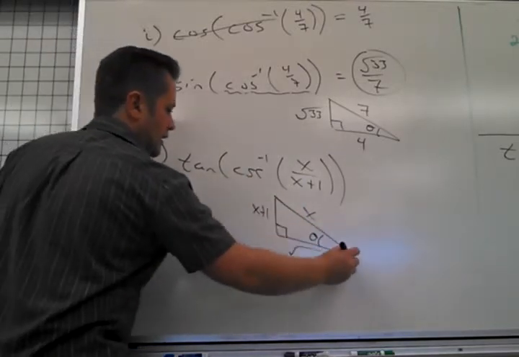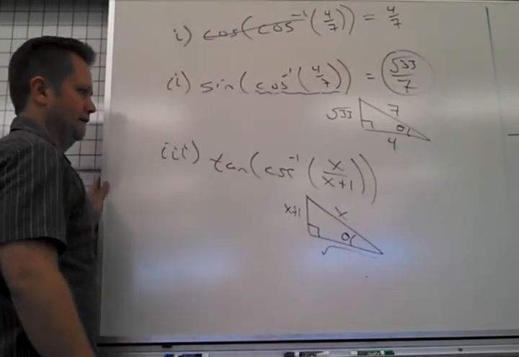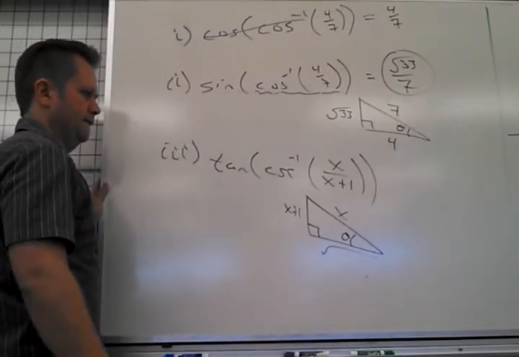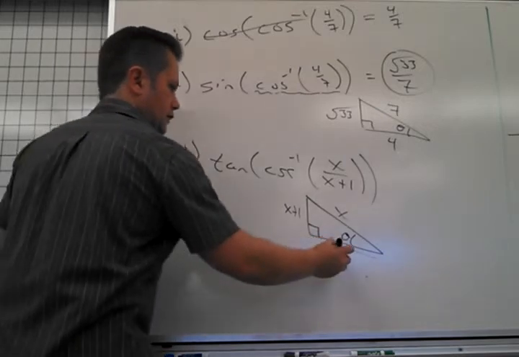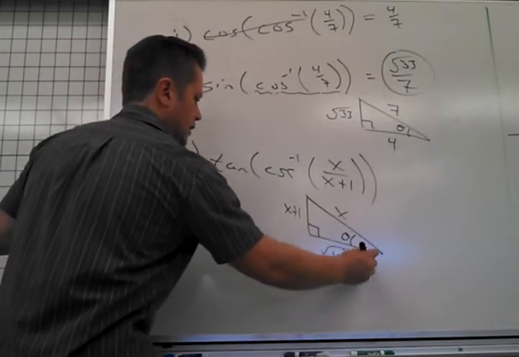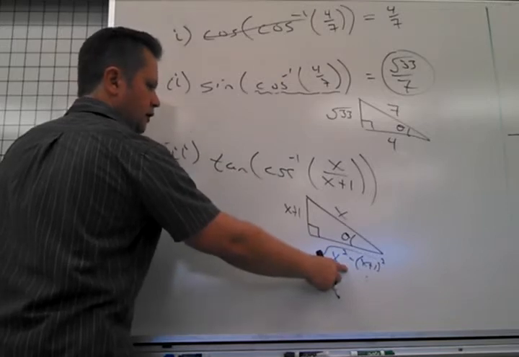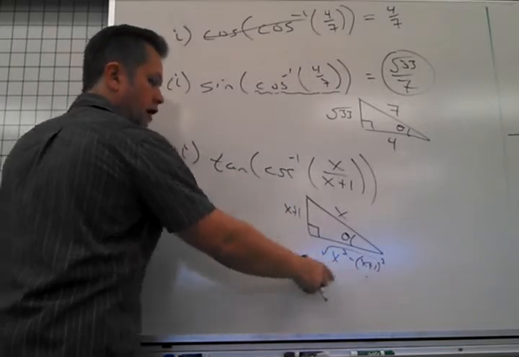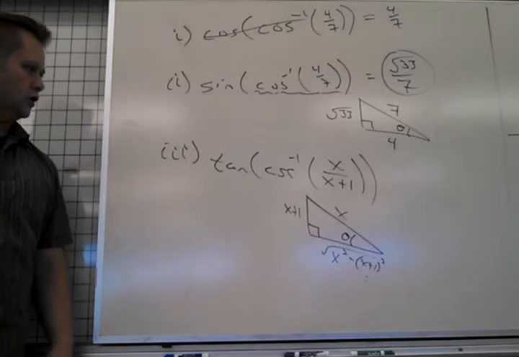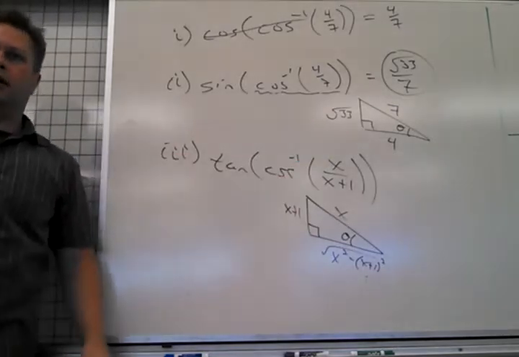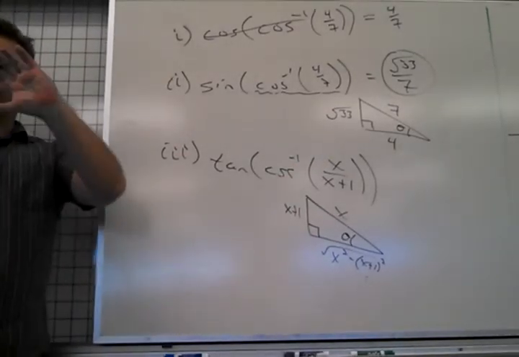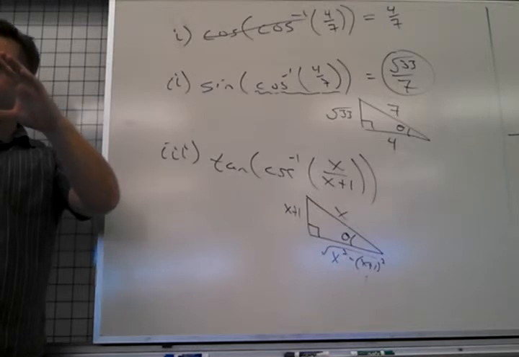So how do I get this last side? X minus x plus 1. I think it goes squared minus. Yeah, square root of x squared minus x plus 1 squared. And why do I need that side? Because that's tan. Tangent would be that over that. Yeah. Cool. So I just got to be careful about making it work. But that's how you do it if I have variable expressions in there.